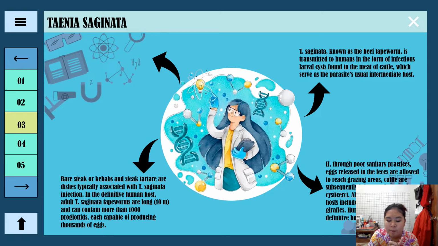And then, if through poor sanitary practices, eggs released in the feces are allowed to reach grazing areas, cattle are subsequently infected with T. saginata cysticerci. Alternative intermediate hosts include llamas, buffalo, and giraffes. Humans are the only definitive host.